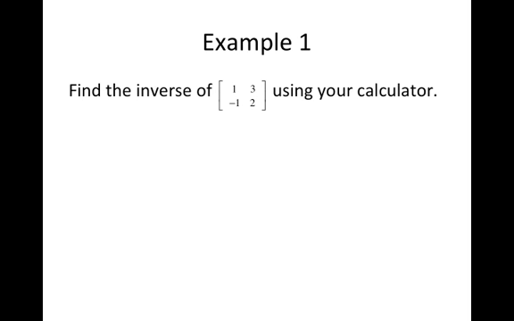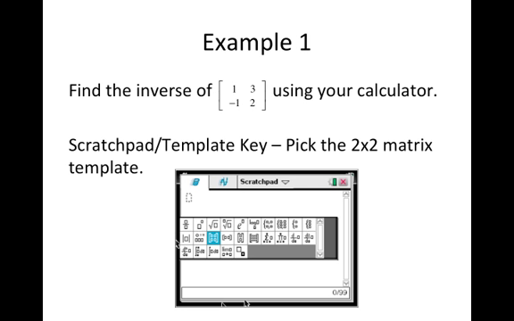All right, we're going to find the inverse of the 2 by 2 matrix 1, 3, negative 1, 2 using your calculator. So first thing you've got to be able to do is put the matrix in your calculator. So you want to go to your scratch pad and click on the template key. That's the key where you can pick fraction and all kinds of things. If you're doing cube root of 27, you can put that in on this key. When you worked with logarithms, you could use this key.